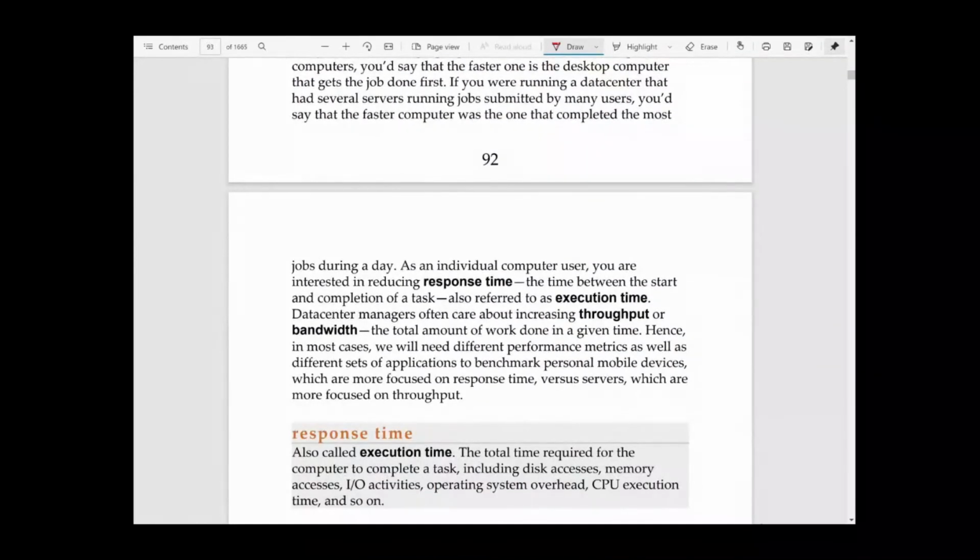If you go here, there are two things. Response time: as an individual computer user, you are interested in reducing response time, meaning the execution time. But the data center manager often cares about increasing the throughput or bandwidth. Throughput means total tasks per unit time. So as a data center user, as a server user, the main goal will be improving the throughput, while improving the response time is important for the individual computer user.